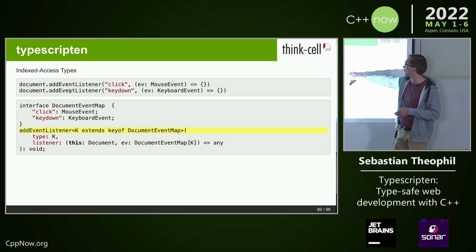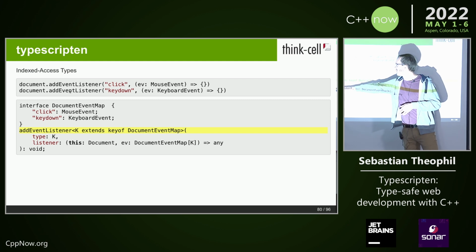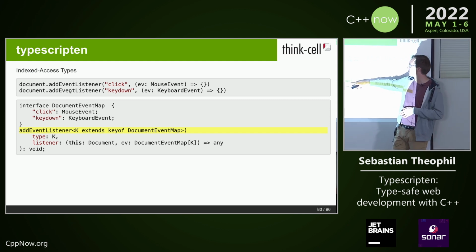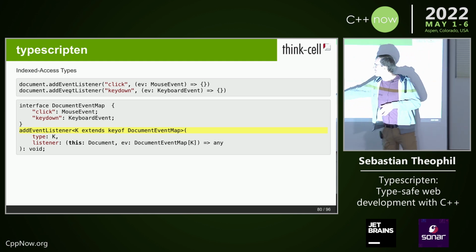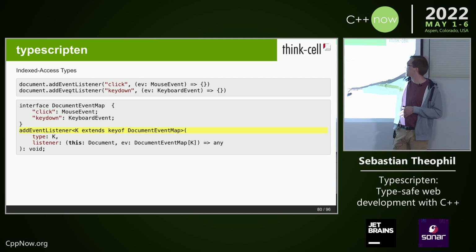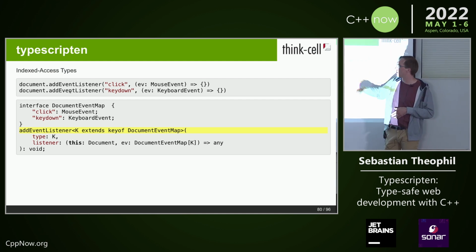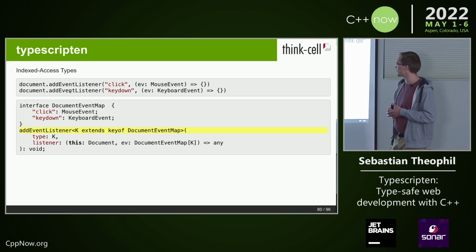And then we'll say, well, our add event listener function as first argument takes some k that should be one of the keys of this document event map. So click or key down in my example. And then here in the listener function, they say, well, the event type is the result of looking up k in that map. That's pretty clever when I saw that for the first time.